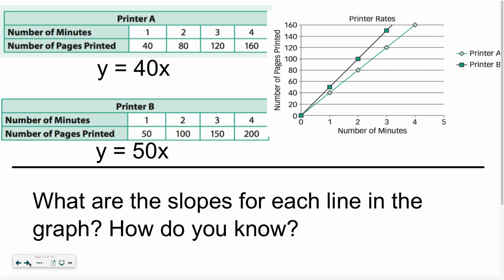Isn't it also rise over run? Yeah, so that's how we can graph the slope. Good. So those three values are the same. So if we know the unit rates, then we know the slopes.